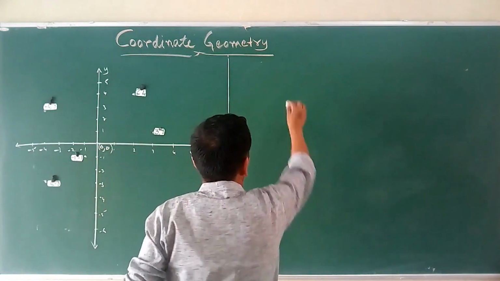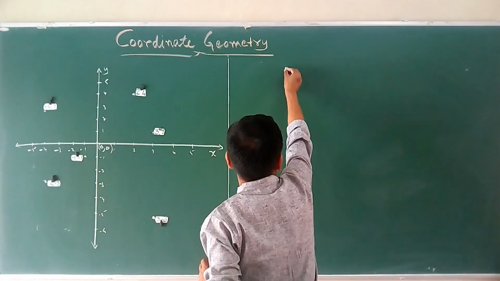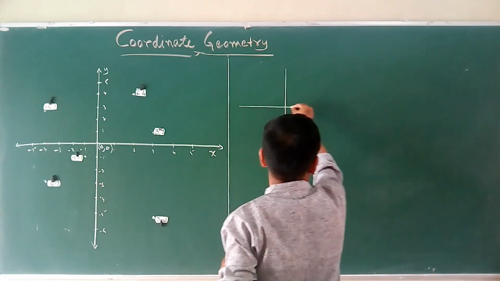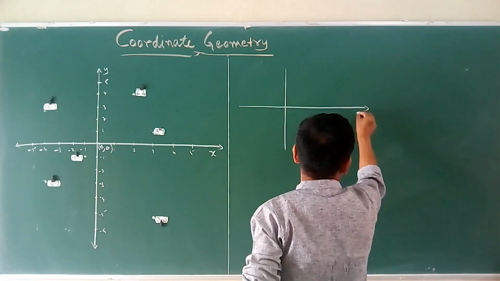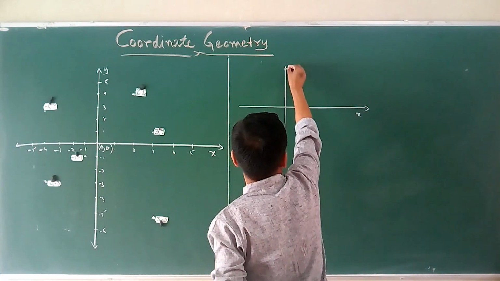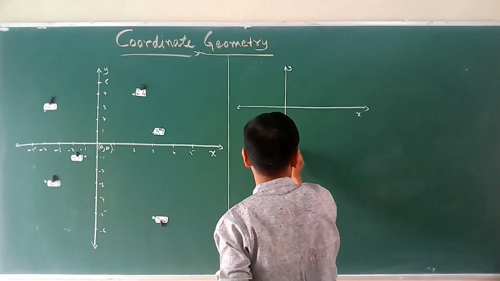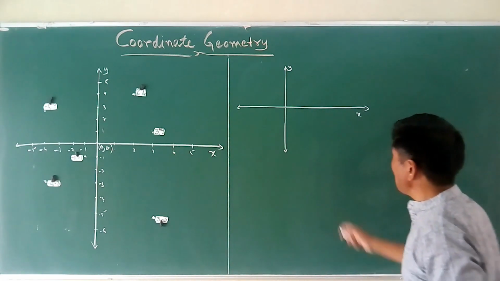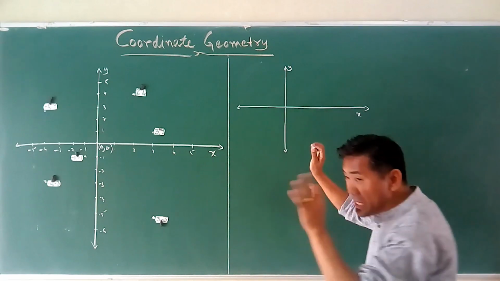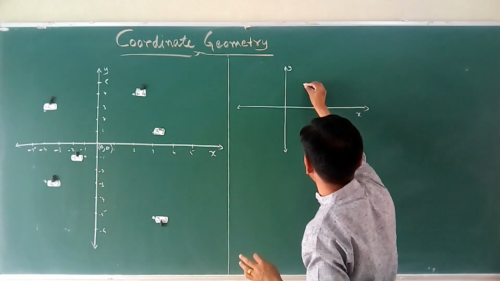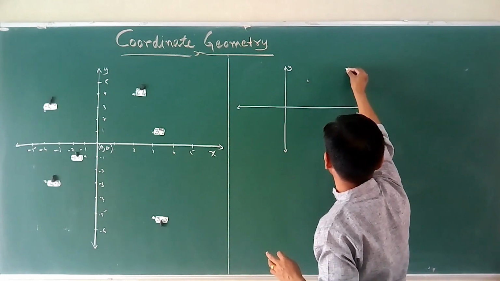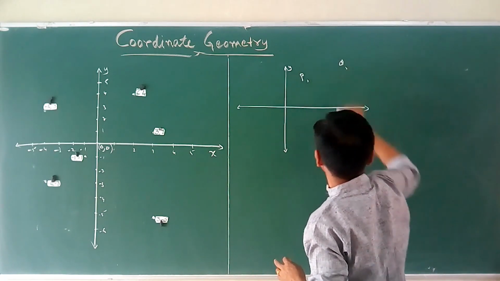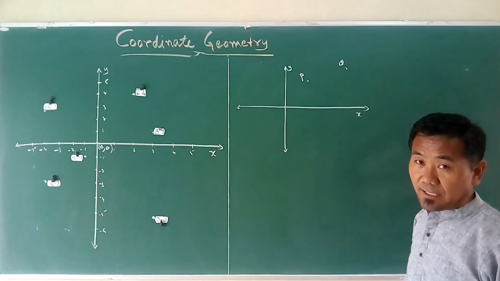Okay, let's see here. Coordinates. So the x-axis and the y-axis. So the point P and the point Q.